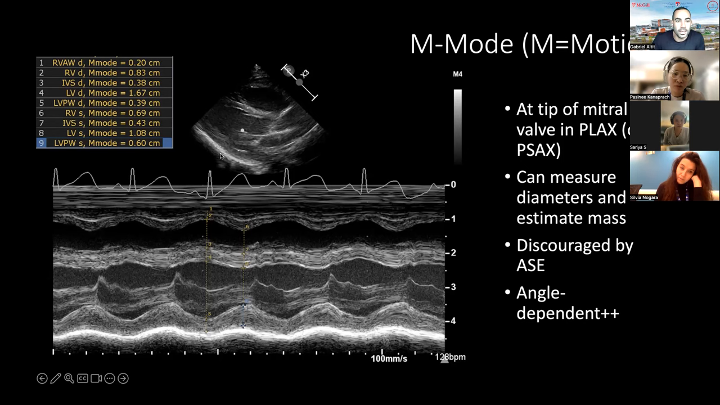So if we go through the cardiac cycle, you have the QRS here, which is ventricular diastole. You get the RV wall, RV diameter in diastole. You get the septum in diastole, you get eventually the left ventricular diameter in diastole, and you get the posterior wall in diastole. Then the ventricle starts contracting, to peak of contraction, and then eventually it restarts going into the relaxation phase. At peak of contraction, you get the RV diameter in systole, you get the IVS, interventricular septum in systole, you get the LV in systole, and you get the LV posterior wall in systole.